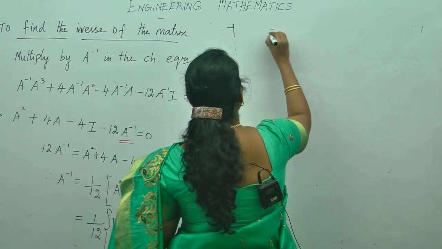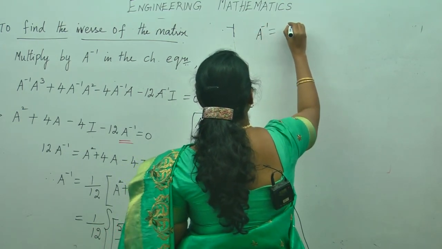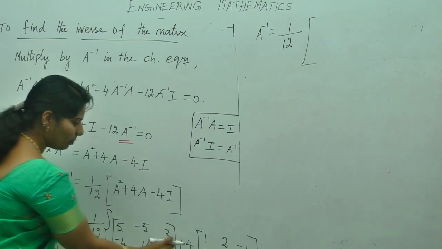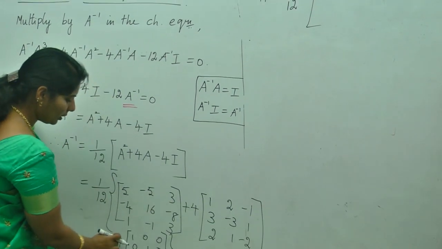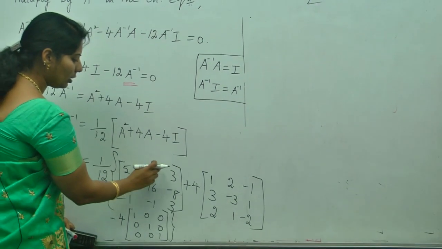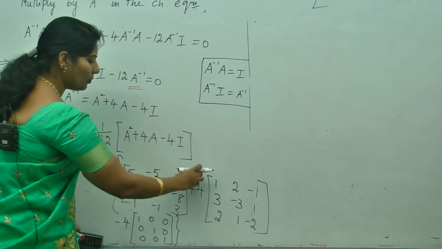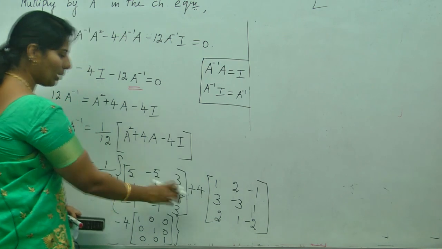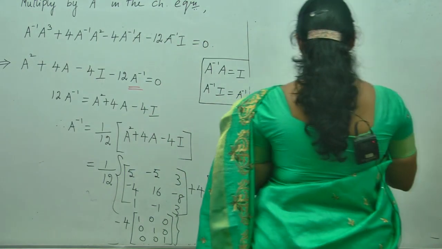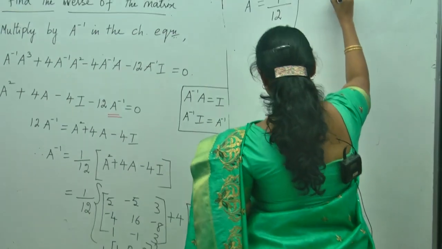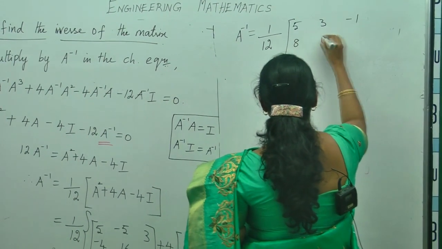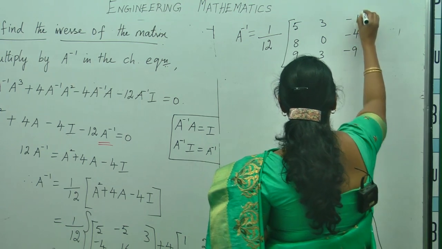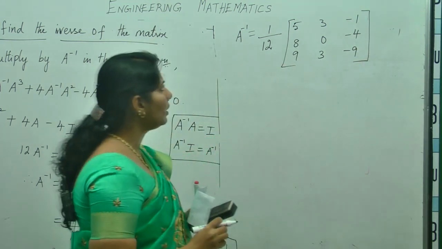So, how will you solve it? Therefore, A inverse is equal to 1 by 12 into, see here, 5 plus 4 into 1, 9 minus 4, which will give you 5. For each element you have to simplify. You will pick all the first elements from each matrix and simplify it. Similarly, the second element from all the matrices. So, the final answer will be 5, 3, minus 1, 8, 0, minus 4, 9, 3, minus 9. So this is the final inverse of the matrix.